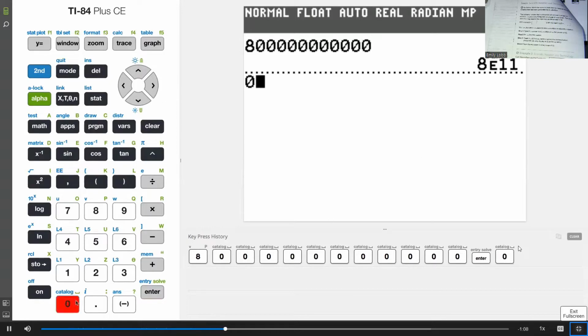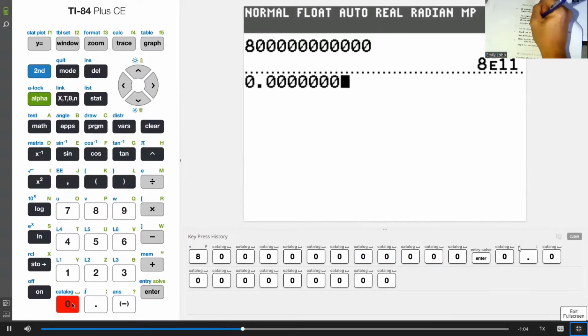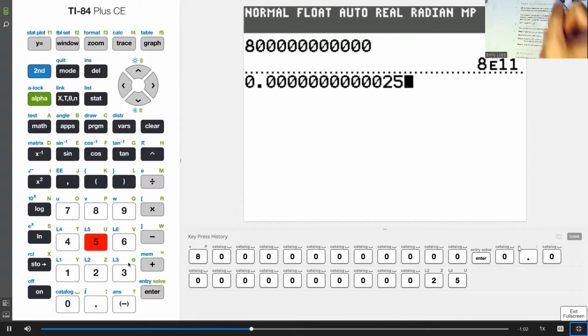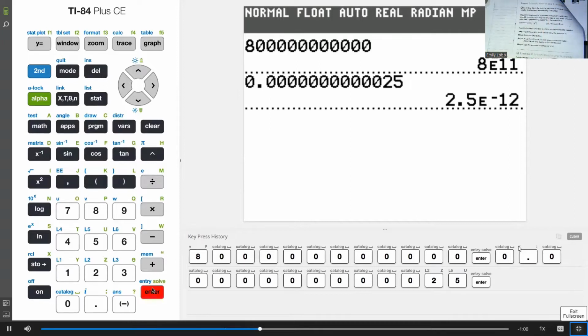Try a very small number by entering a decimal with 13 decimal places. Then press enter. The calculator displays 2.5E-12. This means 2.5 times 10 to the negative 12th power.